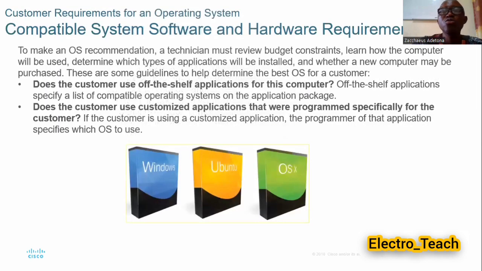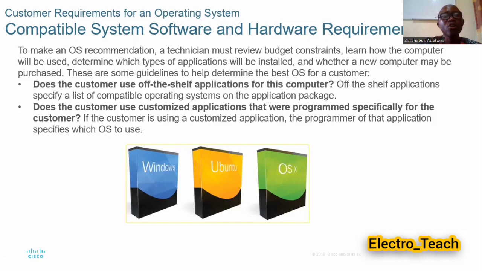Now, when you want to install an operating system, you need to look at customer requirements. Customer requirements include what the system will need, and also what programs will be used on the system, what the customer wants to use the system for, and what hardware type is present on the customer's system, before we can begin to install the OS on it.